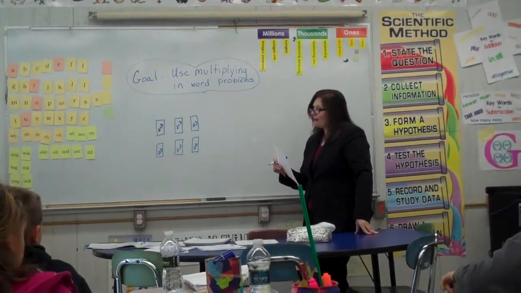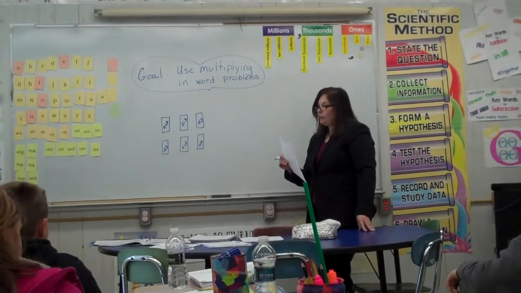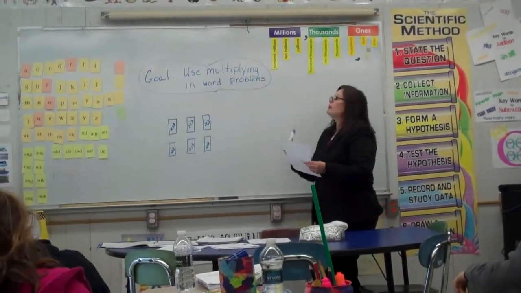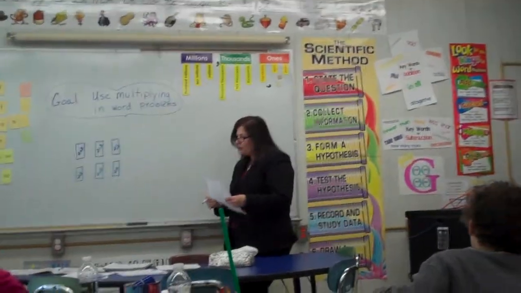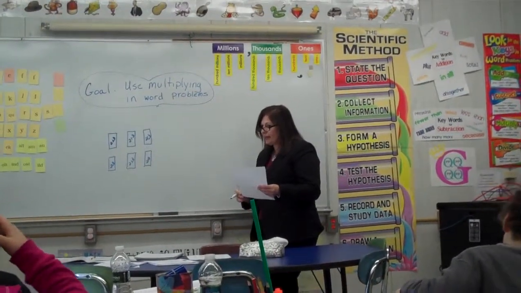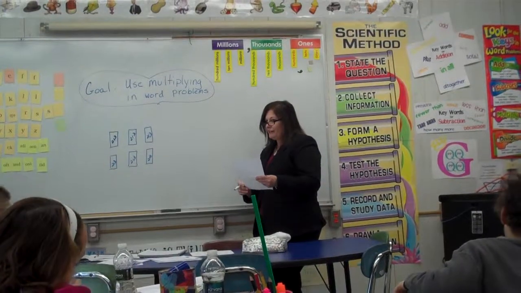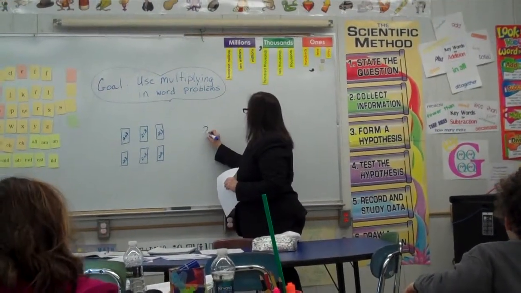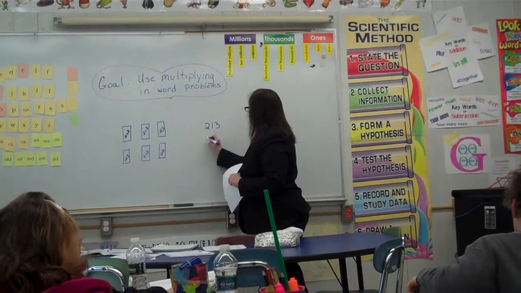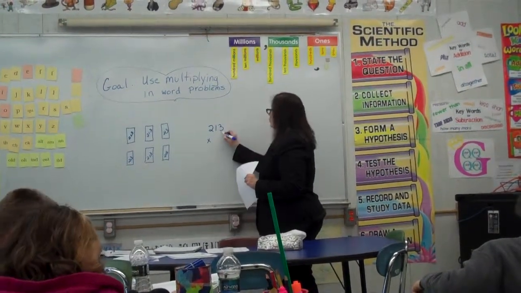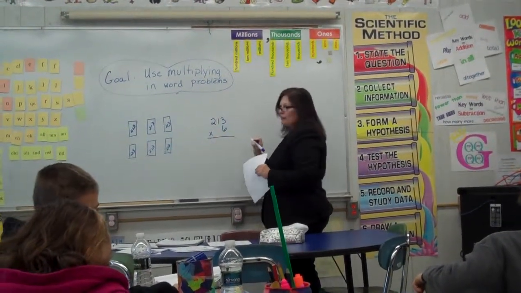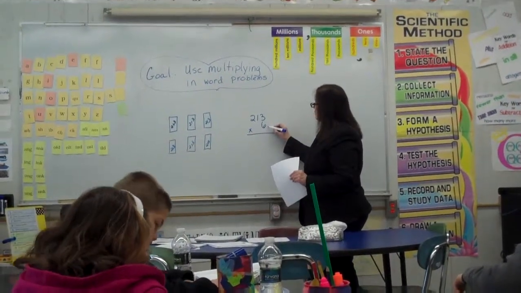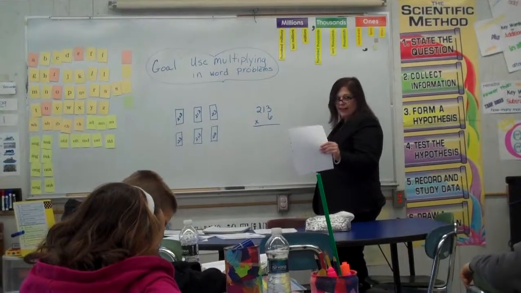So how are we going to... We could add it or we could multiply. What 2 numbers are we going to multiply together? 6 and the 213. Great. How would I write that? 213 times 6. Wonderful. Solve it for me, Jared. You're doing a great job.